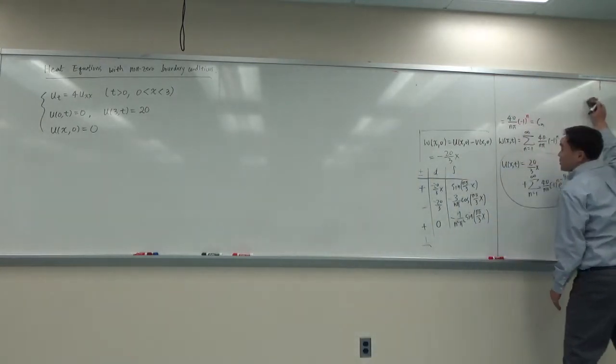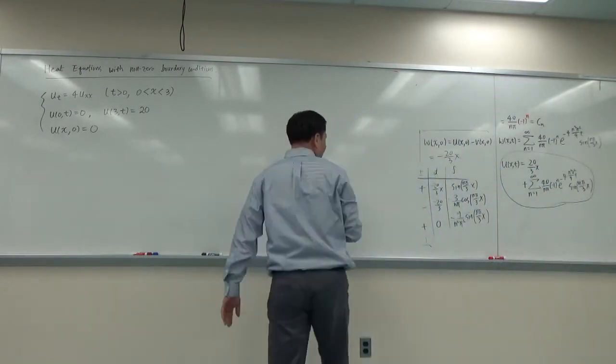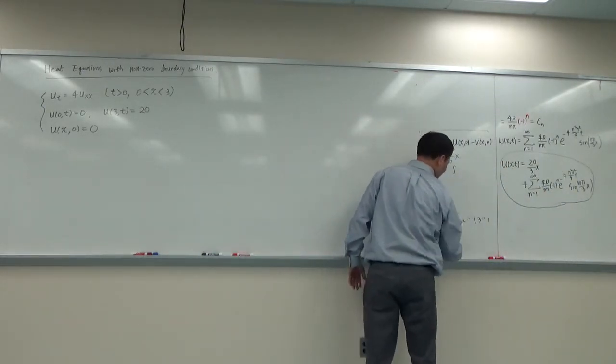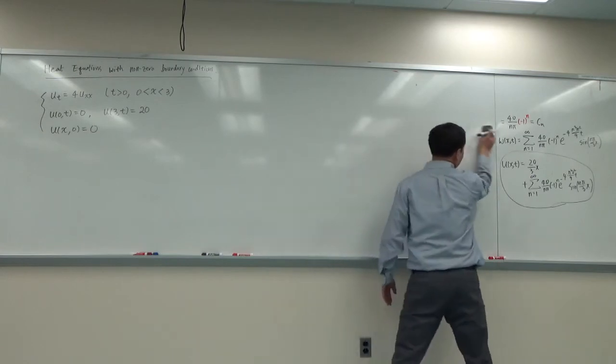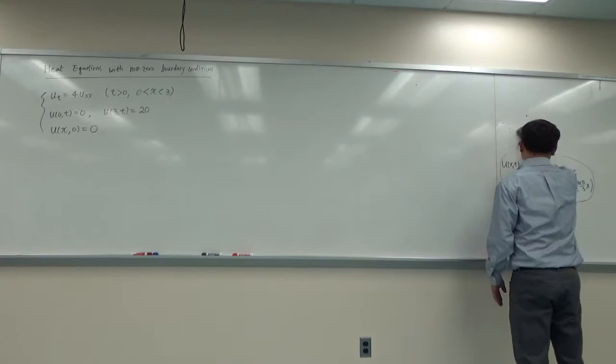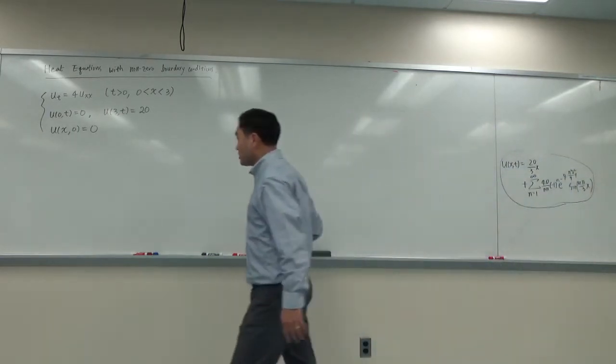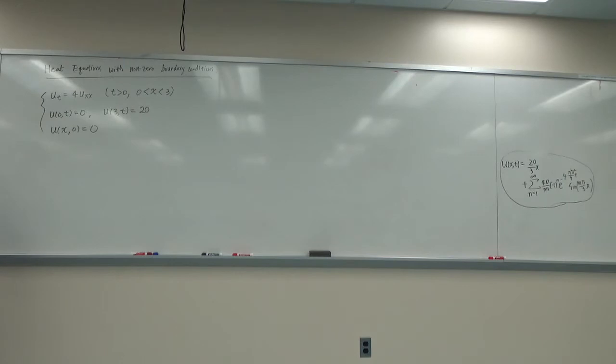Now in this next step, I'm going to be even more ambitious. By the way, let me just copy this on a board where it's not captured on the camera because I want to draw this later today if I have time. Hopefully I have time. n equals 1 to infinity, 40 over n pi, e to the negative 4 n squared pi squared over 9 t, sine n pi over 3x.